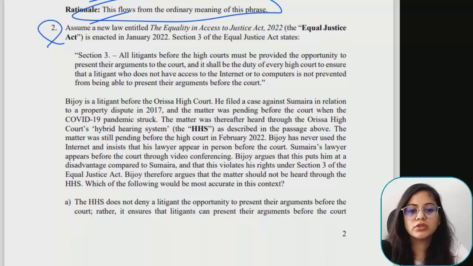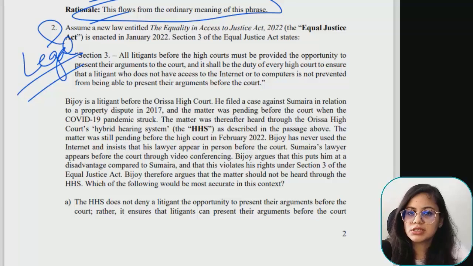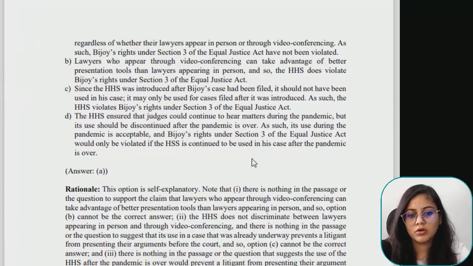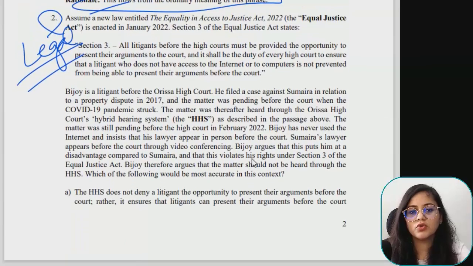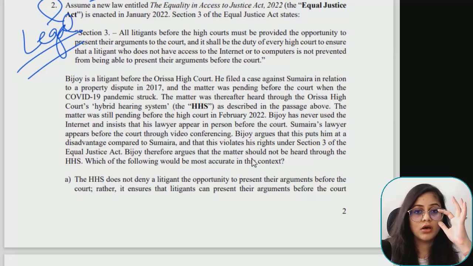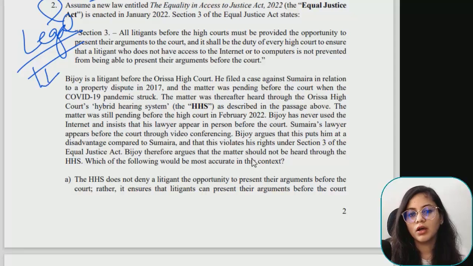Now coming to question 2, this relates to legal reasoning, and this is what I want to discuss with you. I will just discuss the legal reasoning questions because the others you can very well understand. The answers are already given, it can be inferred from the passages, and the rationale is also given. But in these questions, although the answer and the rationale are given, I would still like to discuss this with you because I want you to understand some concepts as to how you should go about solving these legal reasoning questions.